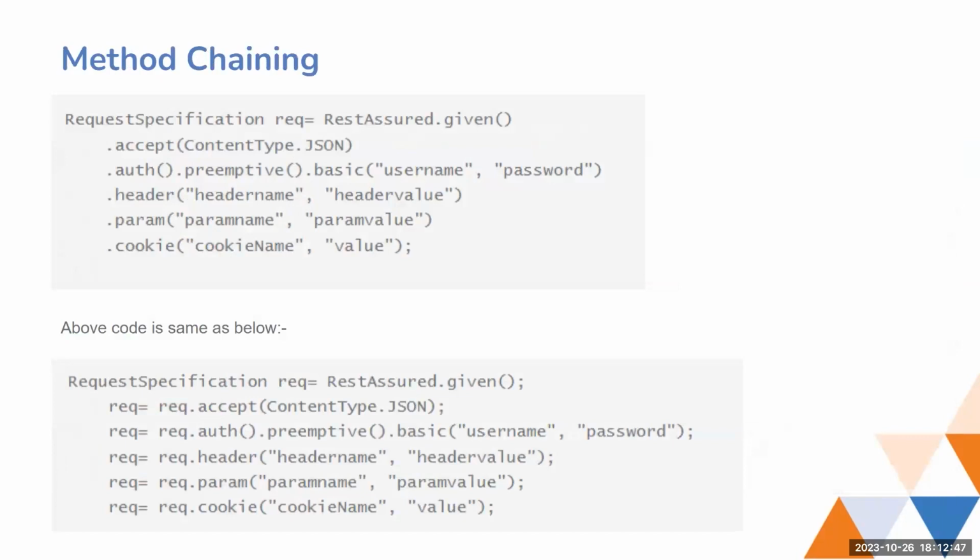Now, one of the concepts which REST Assured uses is method chaining. If you see the second code, RequestSpecification is an interface, and most of the methods it has return an object of the same class. So instead of writing the code which is in the second snapshot, we can easily write the code in the first snapshot. It is called method chaining. So we don't have to assign the object again and again. We just write the code in one go: RestAssured.given().accept(), because it all returns the same object. So the code is much cleaner and easier to understand also.